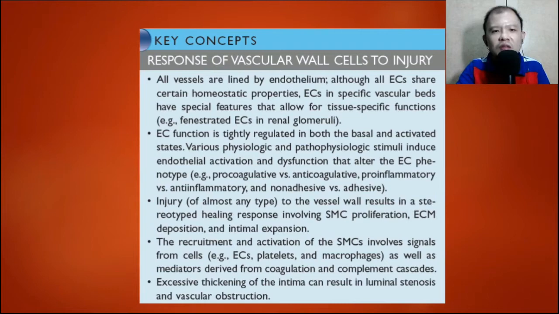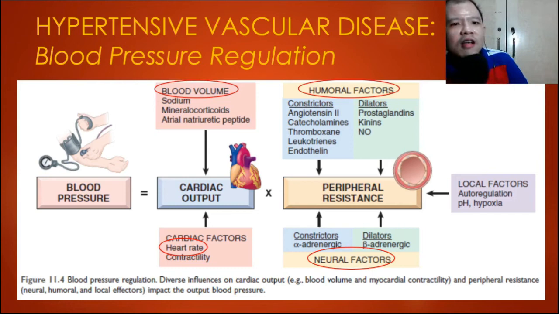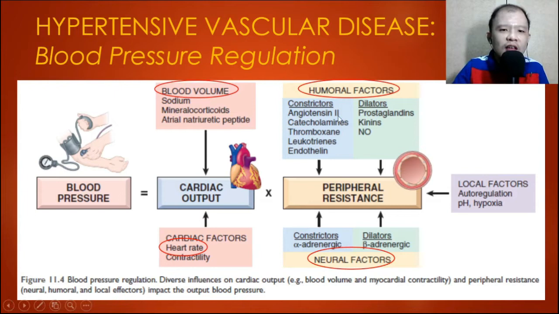Next, the next point that I want to raise here is on hypertension. The blood pressure is a product of the cardiac output, the amount of blood that is being pumped per pump of the heart, times the peripheral resistance, or the resistance on the blood vessel wall. And the cardiac output is a factor of the blood volume and the heart rate, among other factors. So that is the formula.